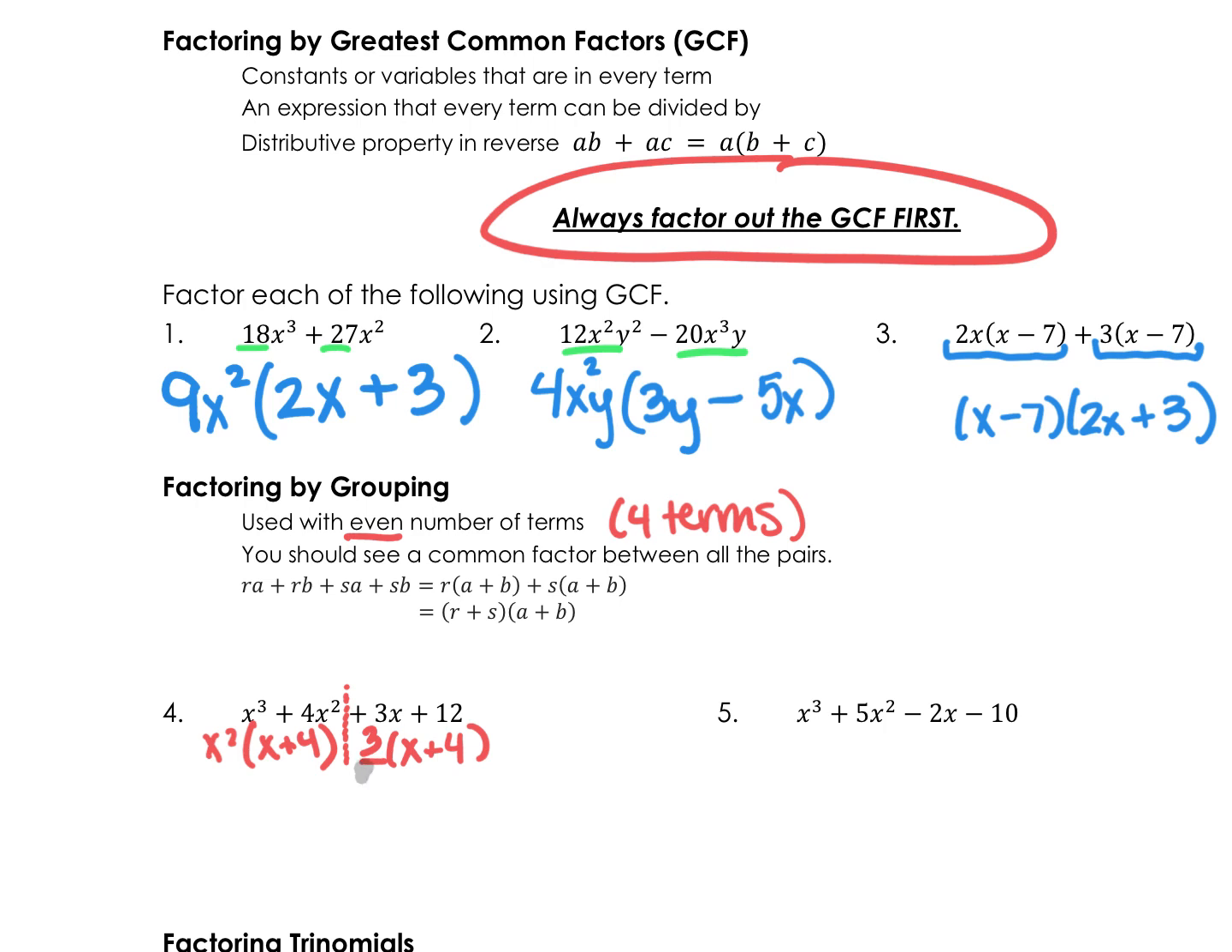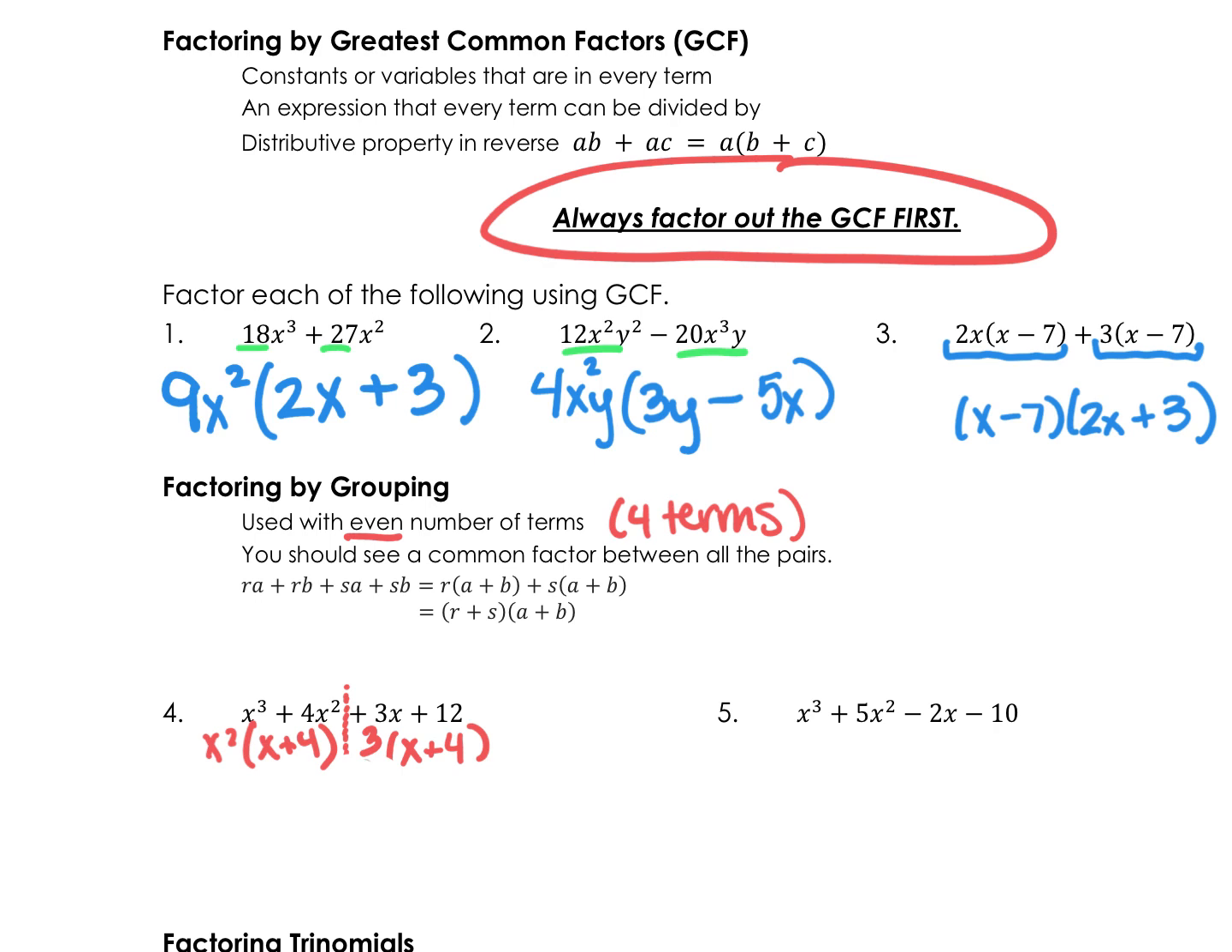Now, whenever you do this factoring by grouping, these 2 that are in the parentheses should be the same. Do you see how x plus 4 and x plus 4 are the same? If you do not get those to be the same, that means you did something wrong. So stop there and check yourself. So in this case, these are both the same. They should be. Now, the only other thing we need to do is we're going to put this 3.